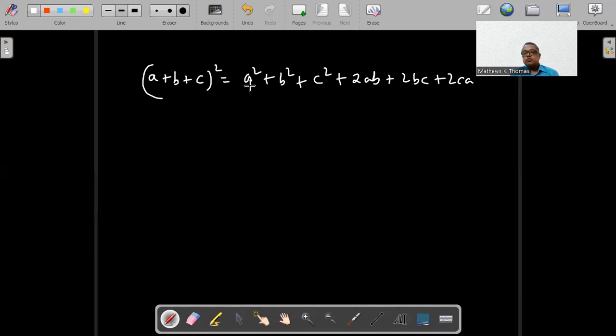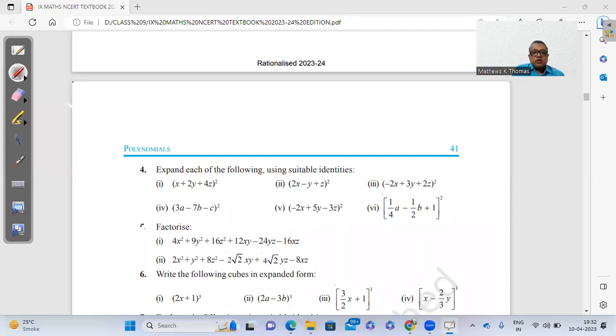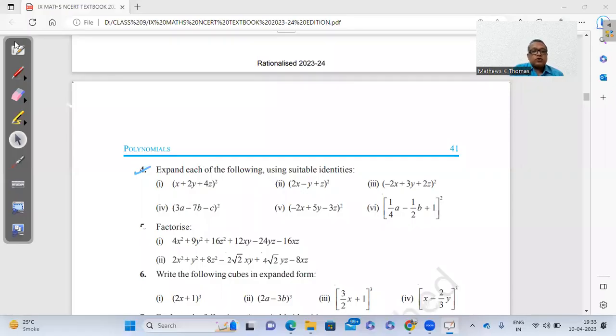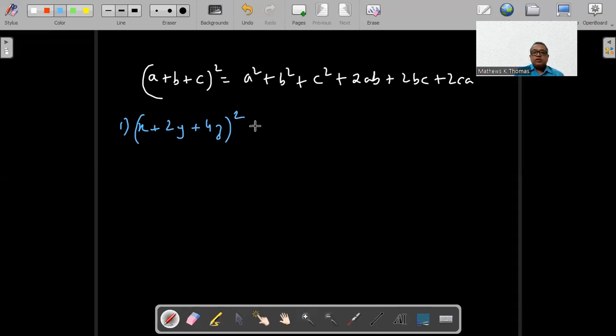(a + b + c) whole square is a square, b square, c square, twice of ab, twice of bc, and twice of ca, right? So you can note this down, because the rest will be based on this. Now, looking at question number 4, (x + 2y + 4z) whole square. This is the question. So I'm going to use this identity.